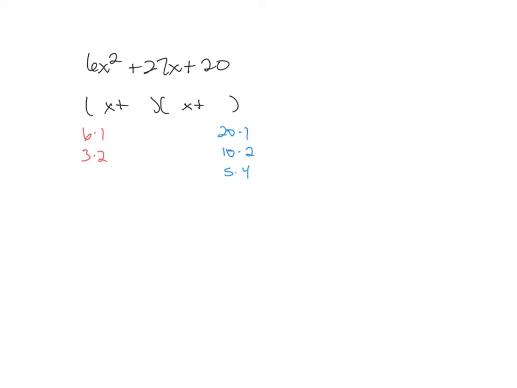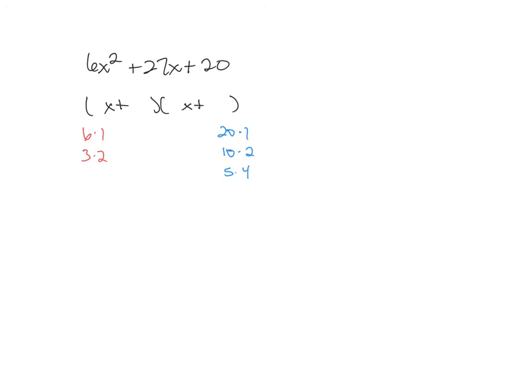Well, 27 is not that big, and so here's what I do. I don't want to guess all kinds of them. I'd rather be a little bit strategic. So if I did this red 6 times 20, that's 120. That's too big. It's probably not going to be that one. If I did 6 times 10, that's 60. That's still too big. 6 times 5 is 30. That's already too big. I'm guessing the 6 and the 1 are not going to be part of the answer. So I'm going to stick with the 3 and the 2.